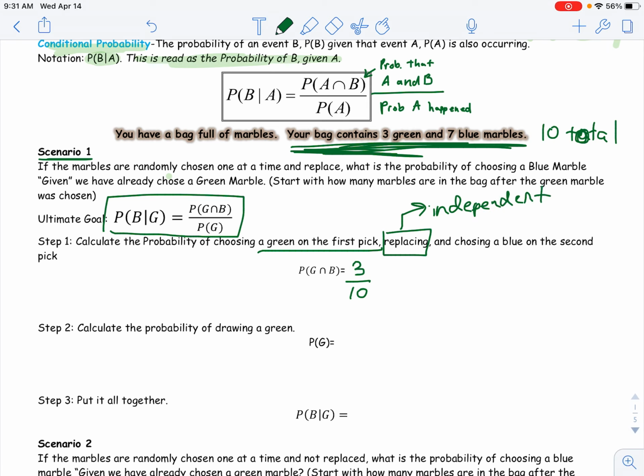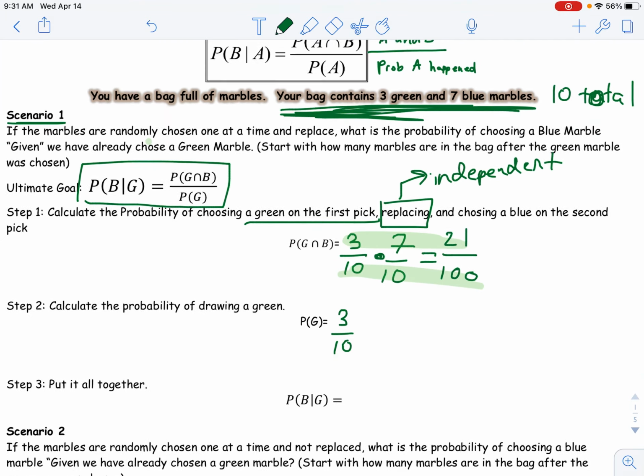Then we replaced it, and we get a blue marble. There are 7 blue marbles out of 10. Then you just multiply straight across to get 21 over 100. That's the probability you get a green and then a blue. Step 2 is the probability of drawing a green marble, which we already did, was 3 over 10.